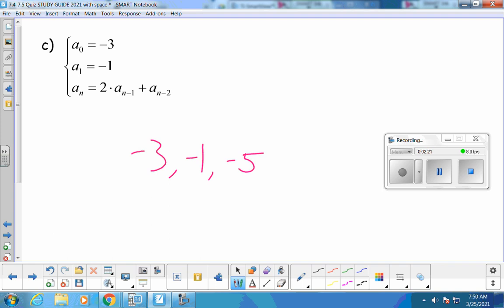And he gets -5, because it's -2 plus -3. Now he'll do 2 times the previous term, so 2 times -5. Then he'll add on -1. I agree. And now he'll do 2 times -11, and he'll add on -5. I agree. Good job.